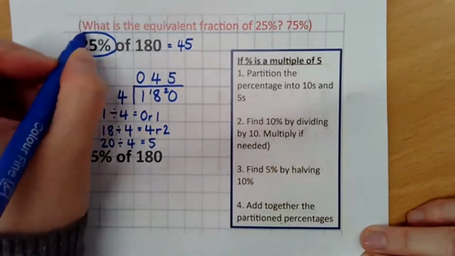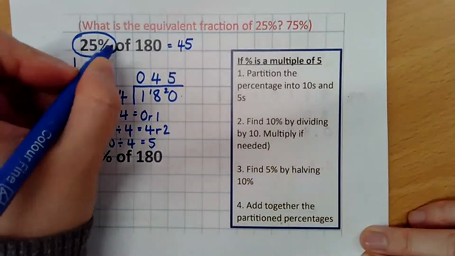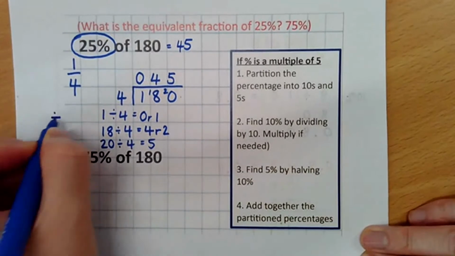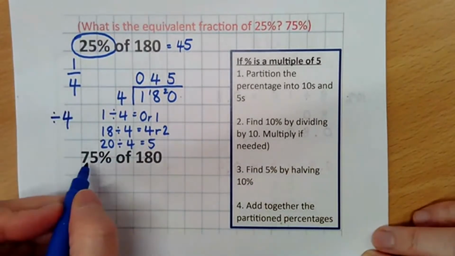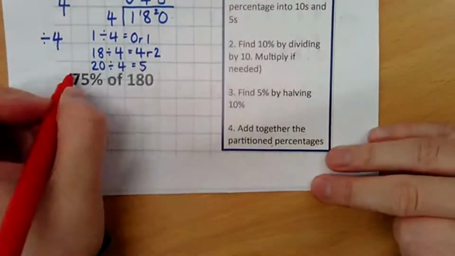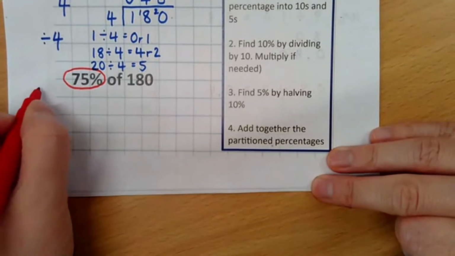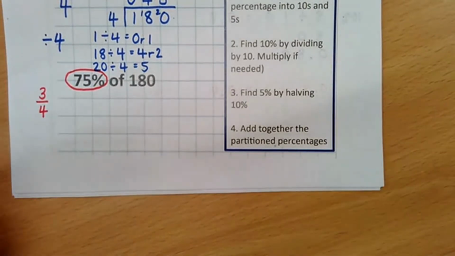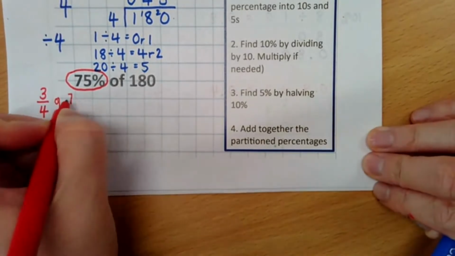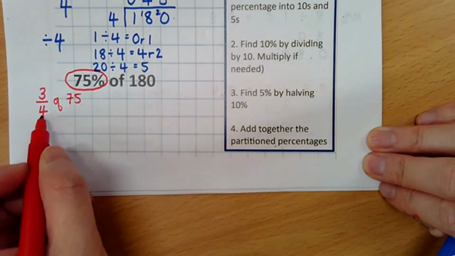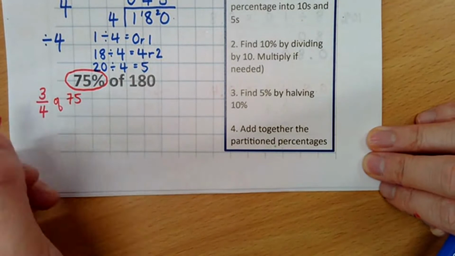So please remember that if you're looking for 25%, you're dividing it by 4. What about 75%? What do you notice here? How do we write that as a fraction? Good, so 3/4. Remember when we were finding our fractions of quantities, it's exactly the same. So you're going to divide by the denominator and multiply by the numerator.